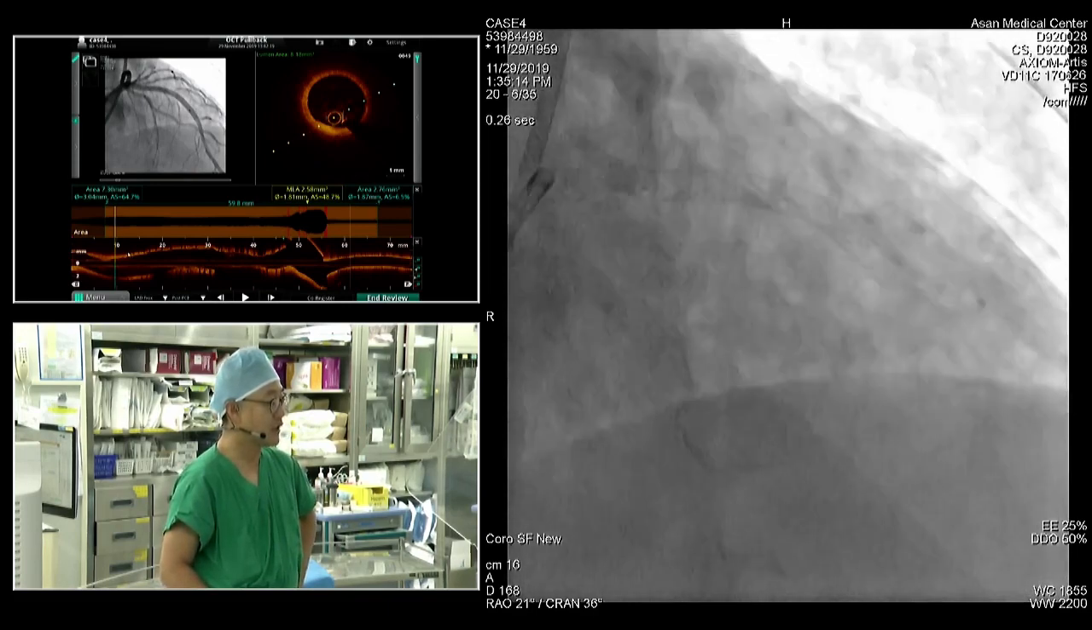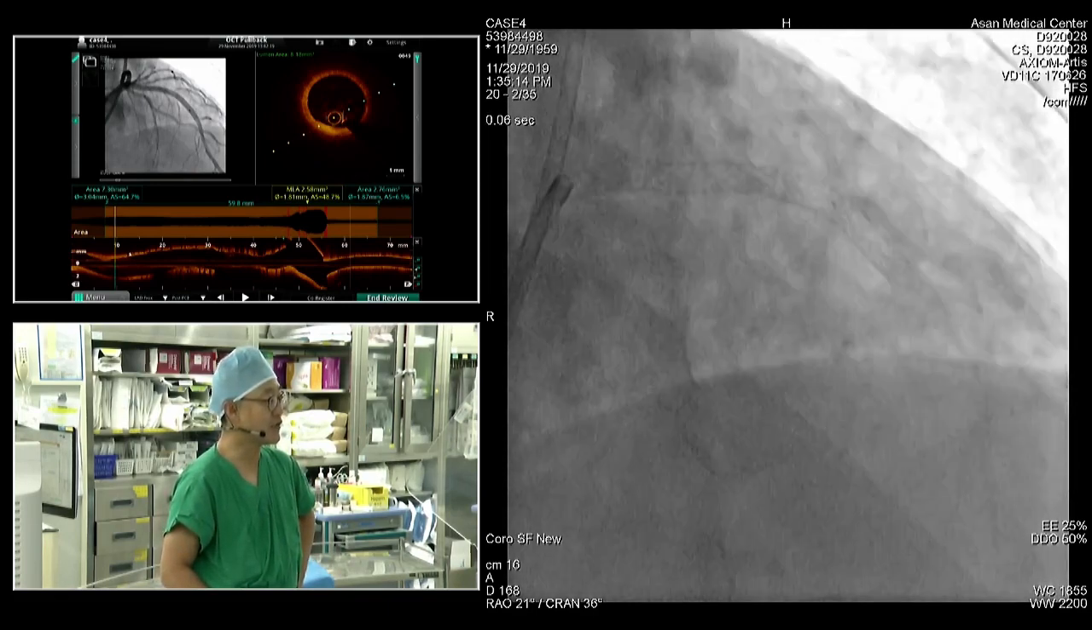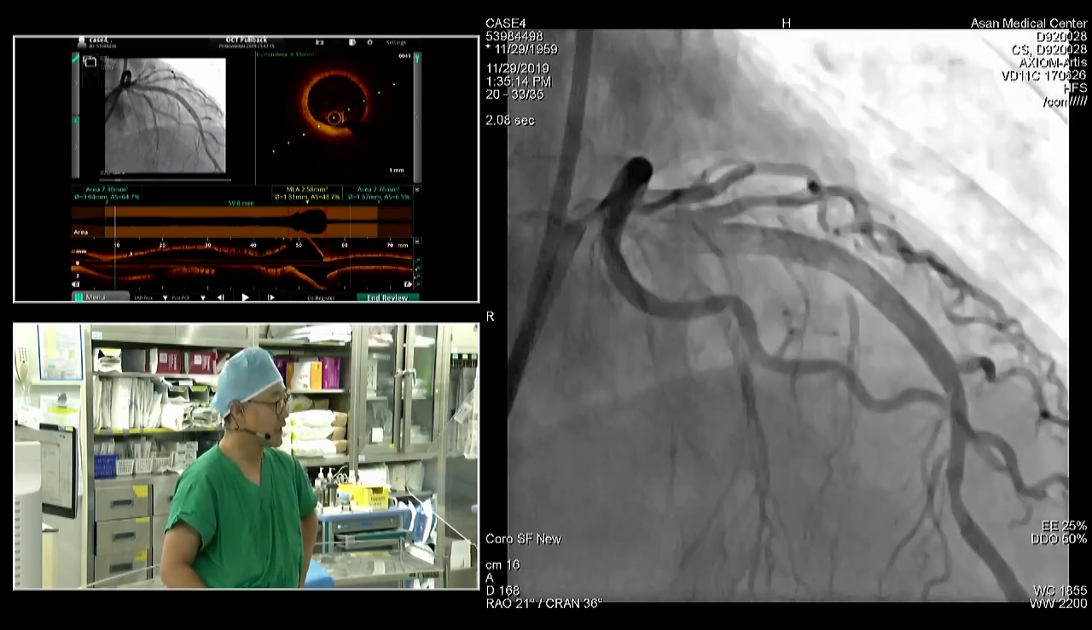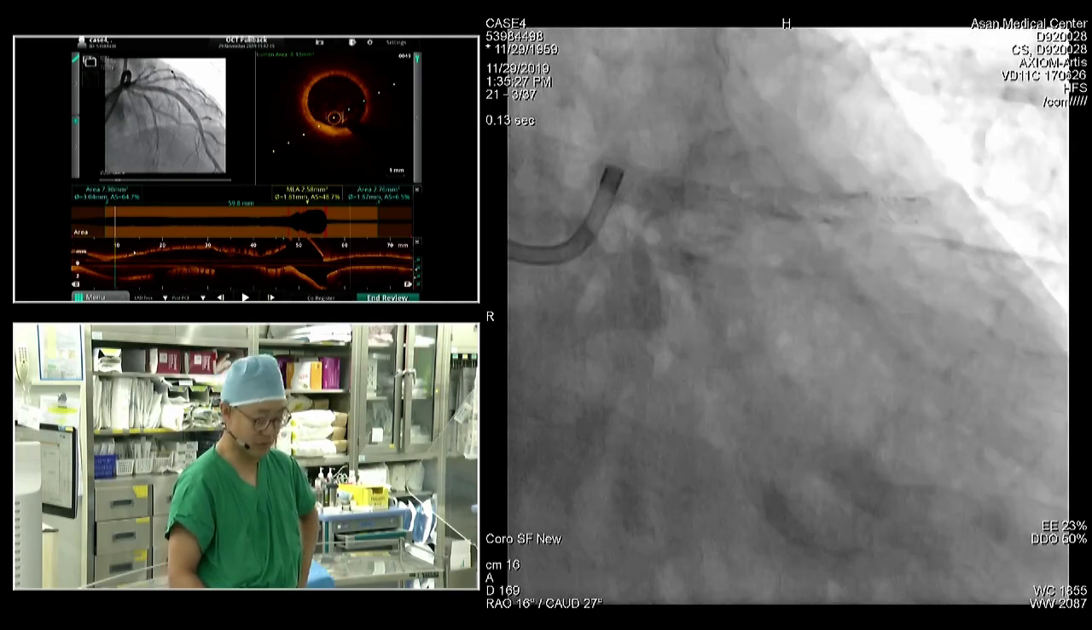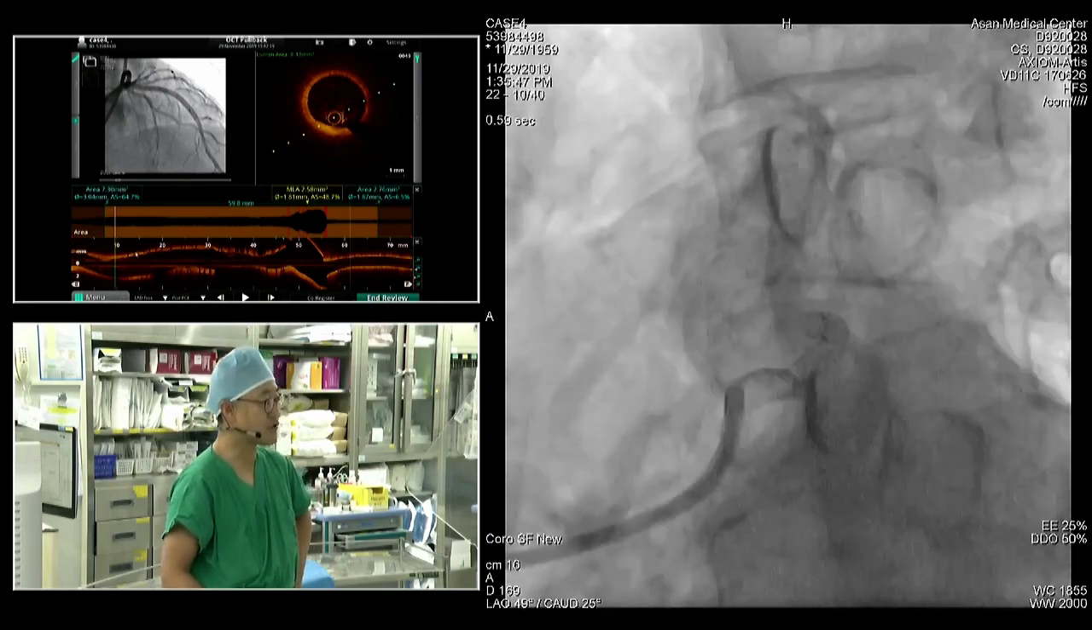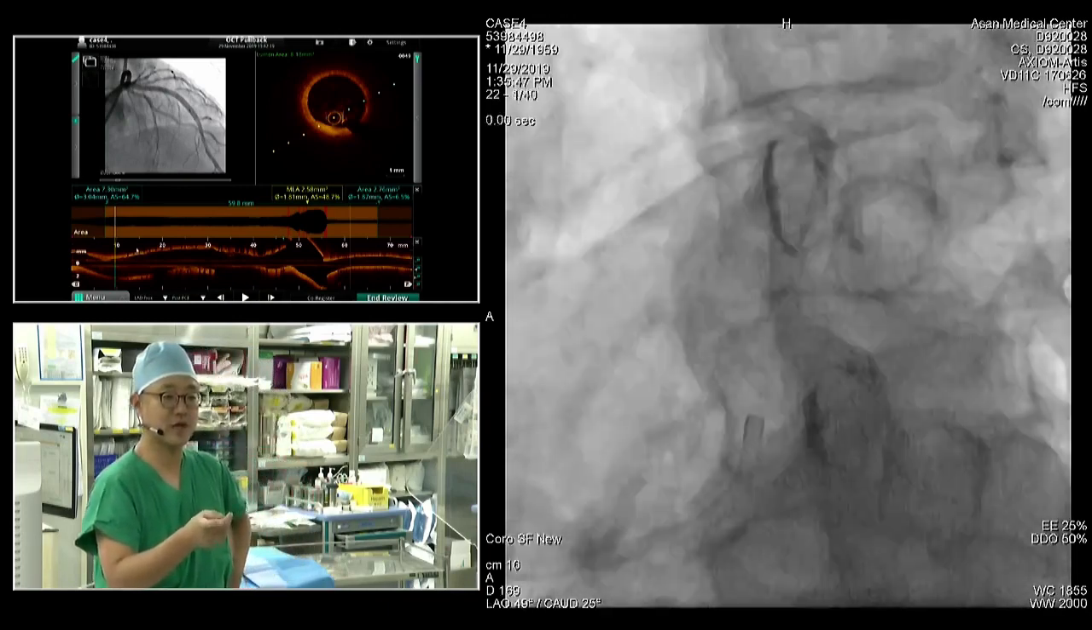Looking at the final angio, this is the AP cranial view, and the lumen was much enlarged. This is the epicardial view, much improved, and the spider view is good. Also, we checked the final OCT.